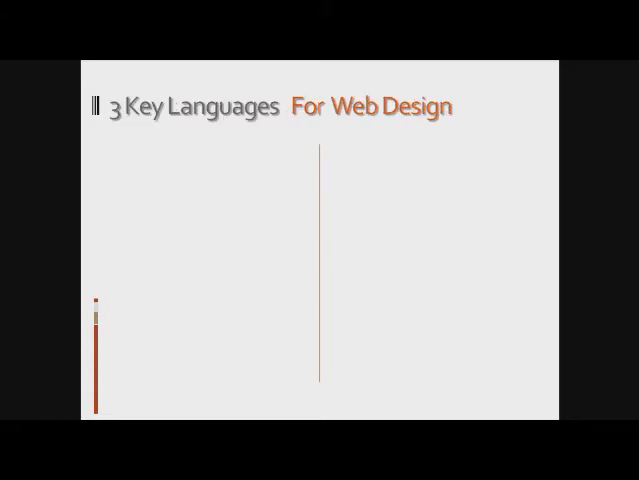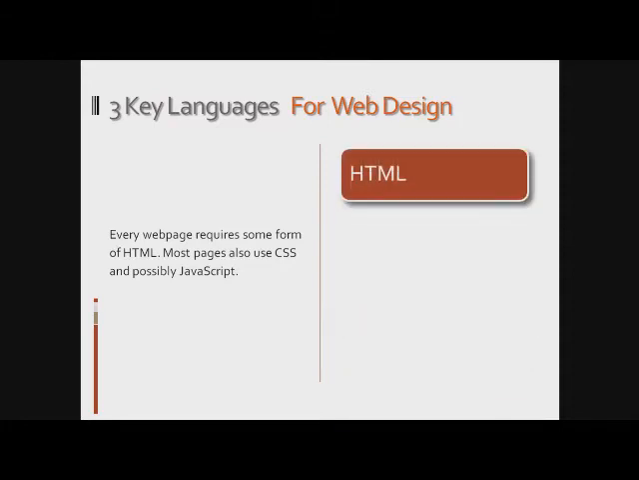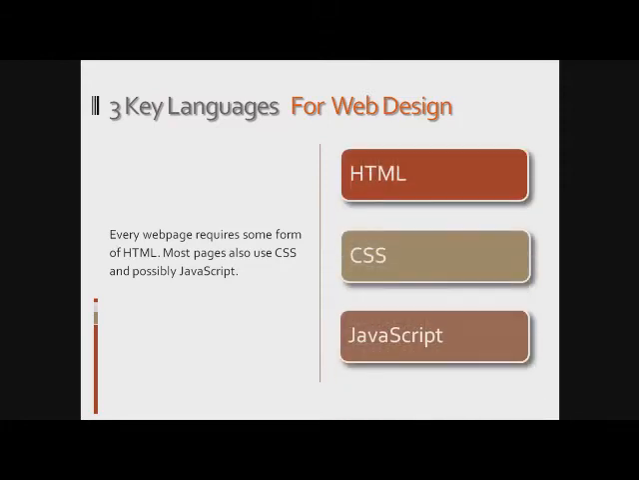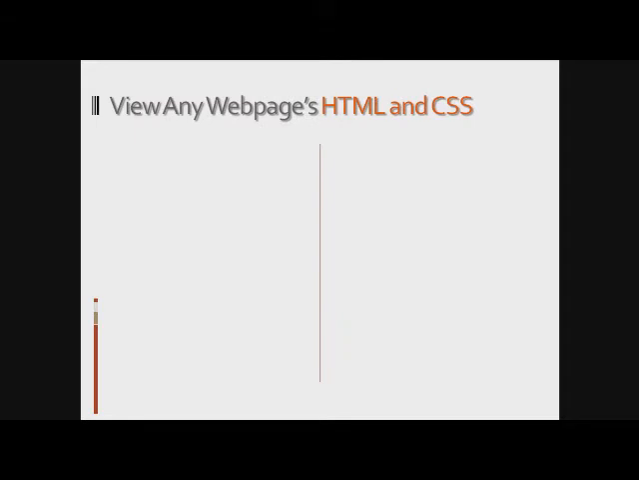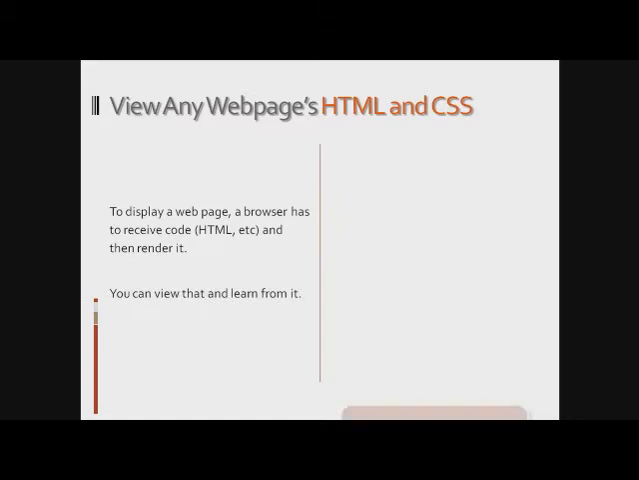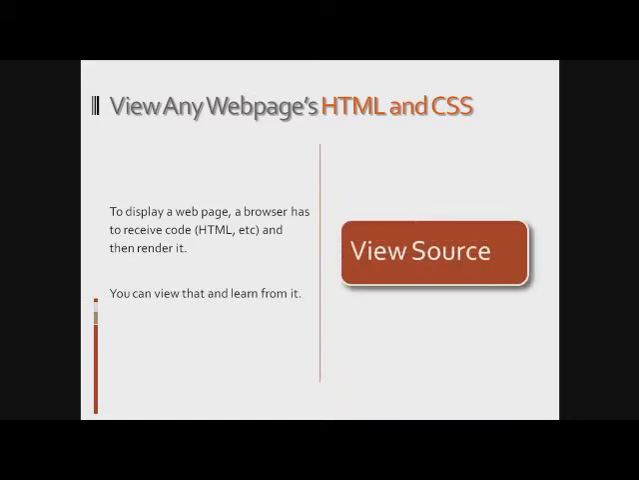We also have 3 key languages for web design that we talk about for front-end web design. We have HTML, which is the fundamental language that we're going to need, but then also you'll use some CSS to change the formatting of what your HTML looks like, and possibly JavaScript to extend the functionality of the browser. So one of the skills we learn also is that you can view any web page's HTML and CSS. You can actually go in there and look at the code behind what's showing up in the browser screen. So you can view that, and then you can learn from it.